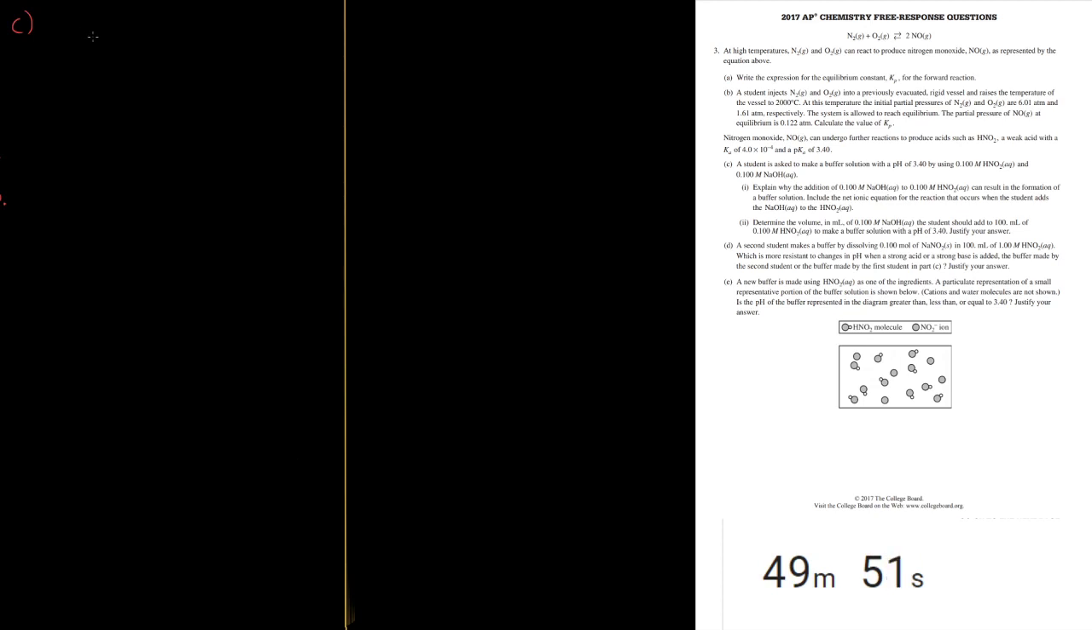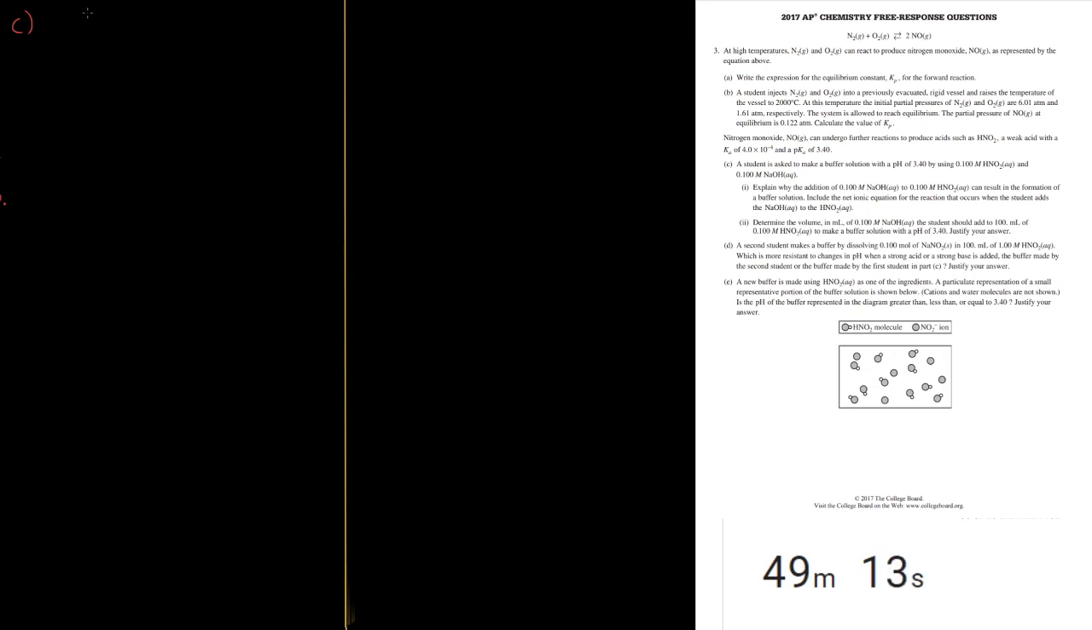So, part C. Nitrogen monoxide can undergo further reactions to produce acids, such as nitrous acid, a weak acid with a given Ka and pKa. A student is asked to make a buffer solution. Oh, I'll mention that on the 2020 exam, these Ka questions are not going to happen. But hey, I'm supposed to be learning chemistry, aren't I? Not doing this AP test or teach-to-the-test approach, so I'm going to be doing these questions anyway, even though I haven't learned and I won't learn about them.